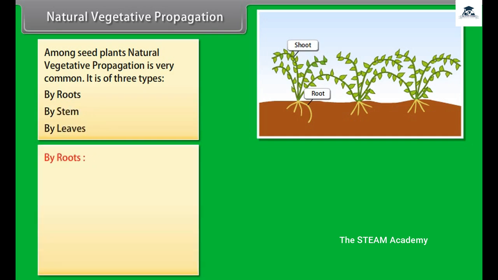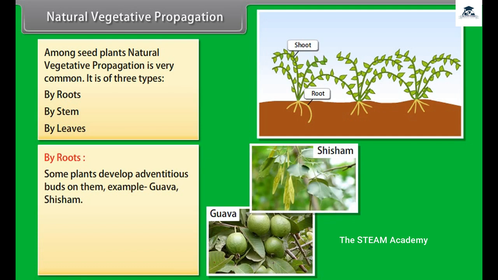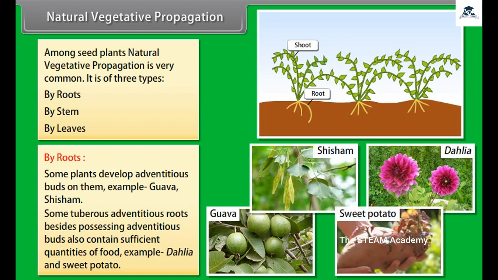By roots. Some plants develop adventitious buds on them. Examples: guava, shisham. Some tuberous adventitious roots, besides possessing adventitious buds, also contain sufficient quantities of food. Examples: dahlia and sweet potato.